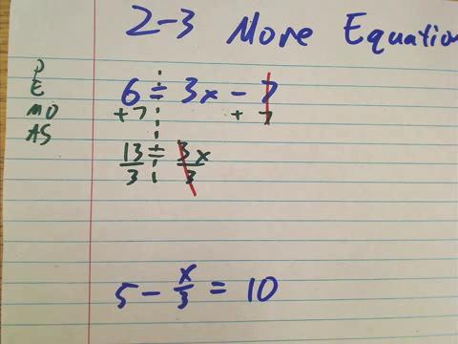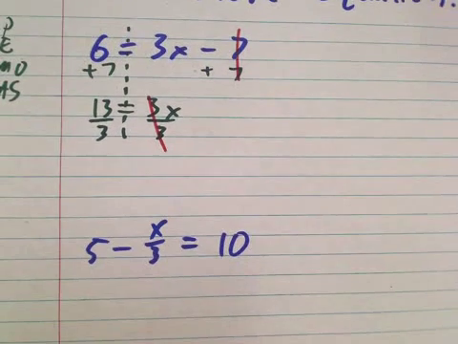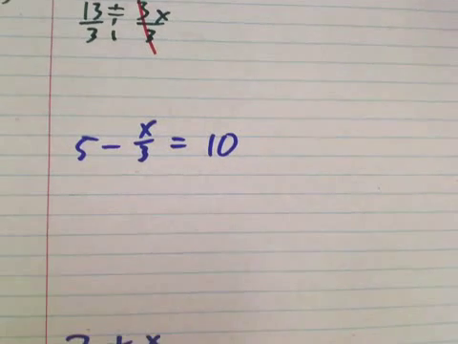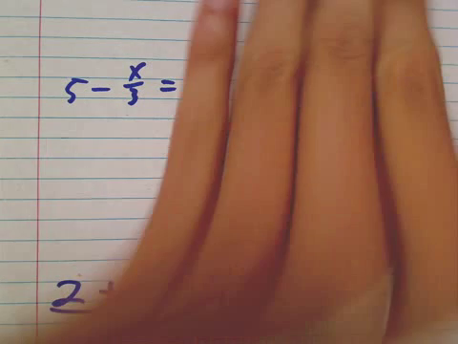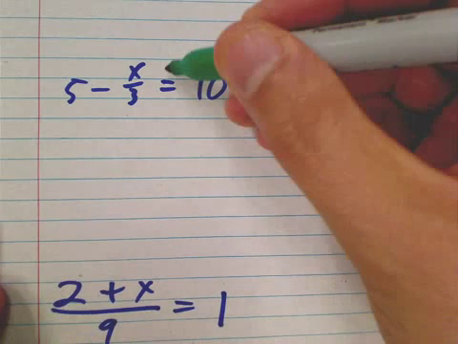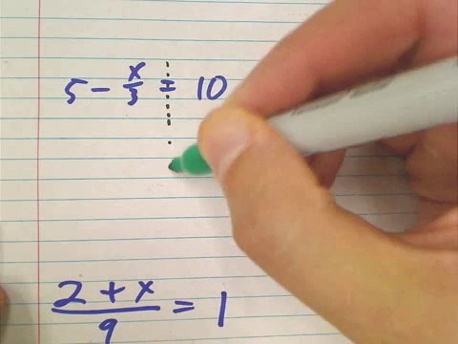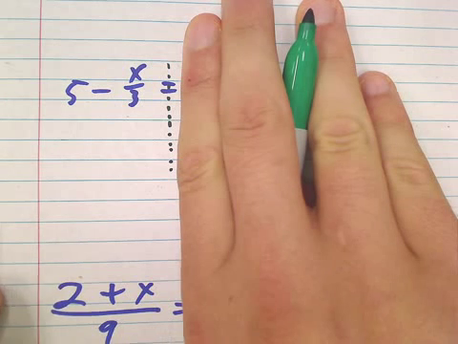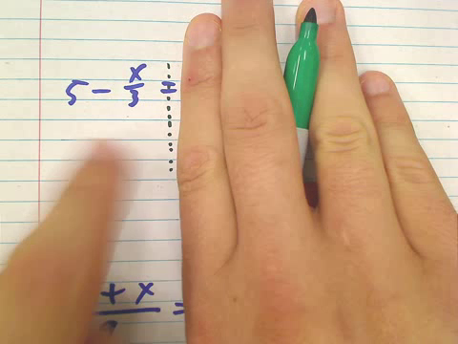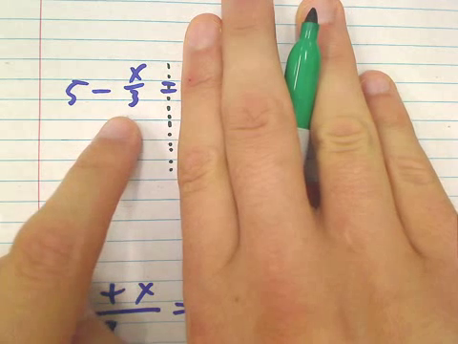Okay, so there are basically 3 kinds of problems we'll see here. That was the first one. Here's the second one. So 5 minus x over 3 equals 10. Again, look at the side with the x. I'm going to draw a little line here. Look at the side with the x. Okay, and basically the same deal. I see a 5 here, and I see a minus x over 3.